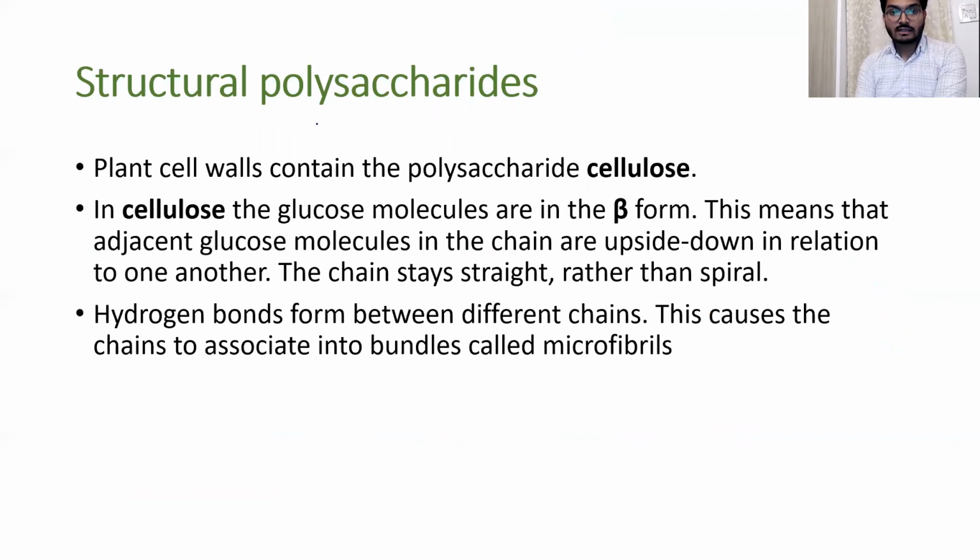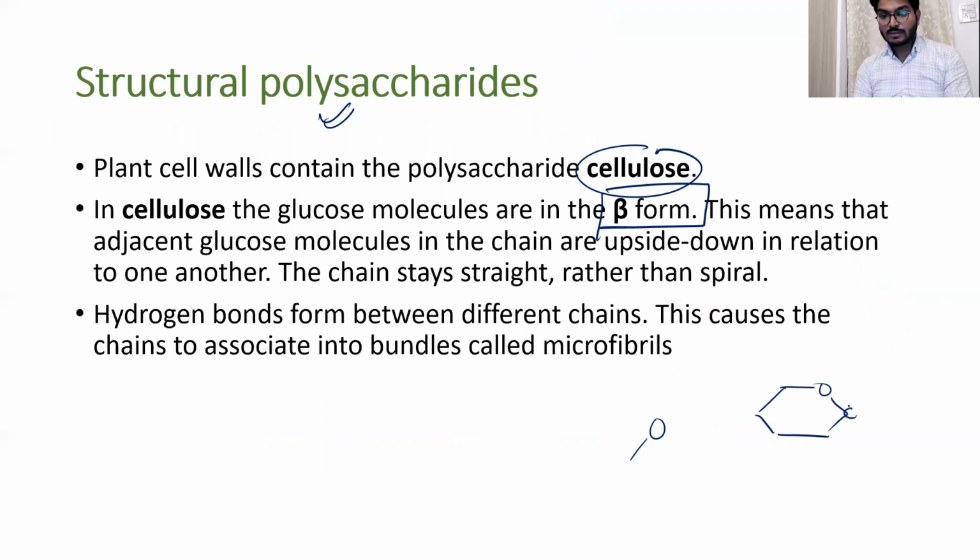The structural polysaccharide, the one which gives structure, is cellulose. And in cellulose, the glucose molecule is present in the beta form. What does alpha form simply mean? This is the sugar molecule, right? And this is the carbon, and this is the H, and this is the OH. So this is going to be your alpha. In the case of beta, we have just the reverse. The structure is reversed, and in that case, we see the beta form. Okay, so I think the alpha and beta forms are clear to you, right? This simply means that the adjacent glucose molecules in the chain are upside down in relation to one another, as I just told you.